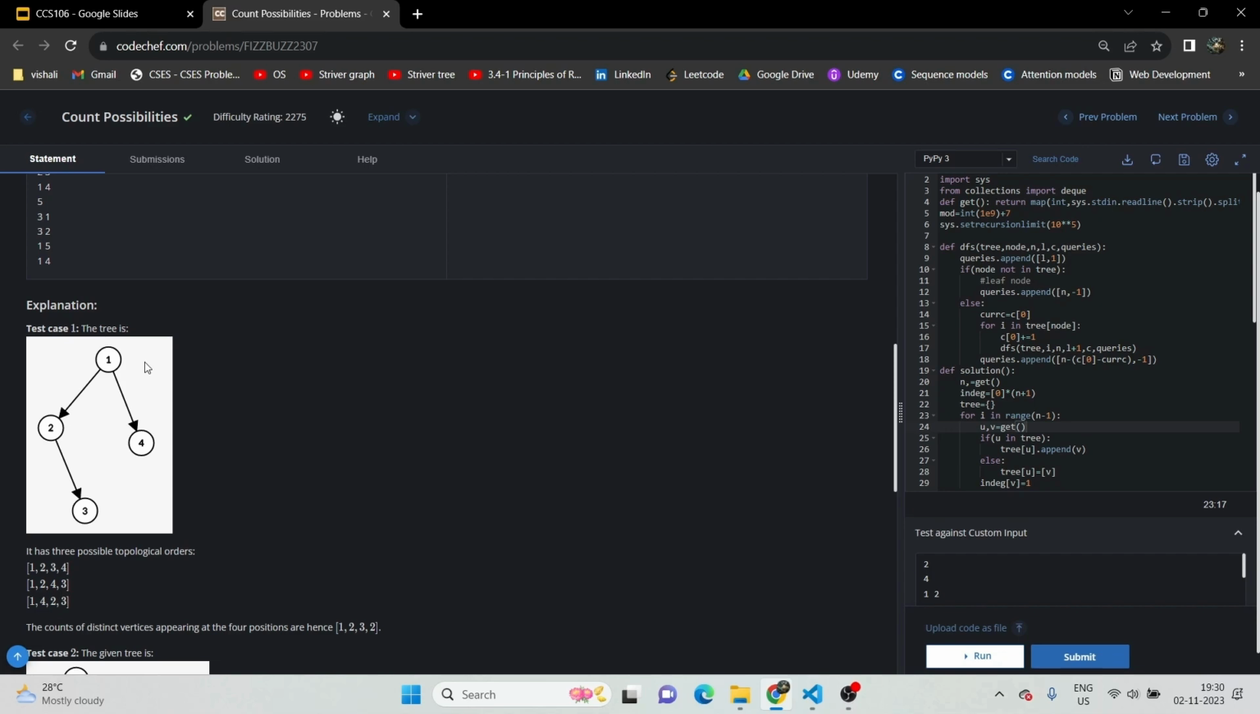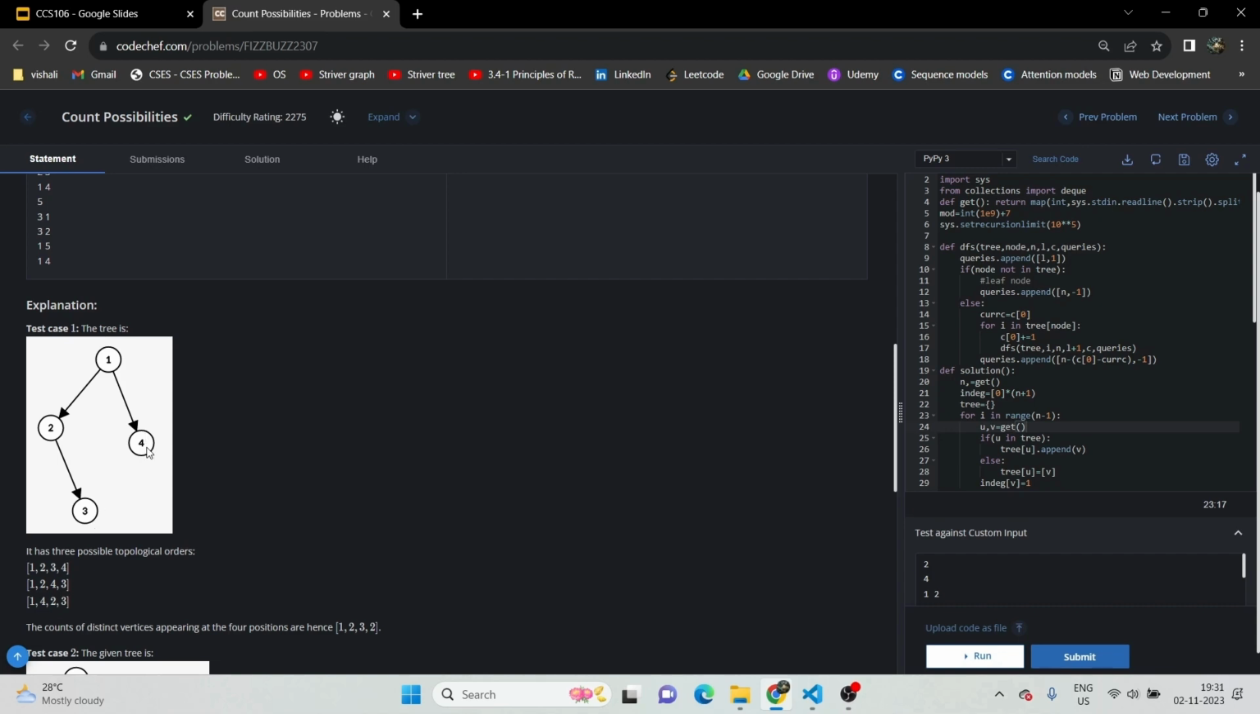Topological ordering means an ordering in which, if an edge exists between u and v and u points to v, then in any topological order, u should appear before v. For example, in this tree, 1 should always appear before 2, 3 and 4. And 2 should always appear before 3. And 4 does not have any constraint.